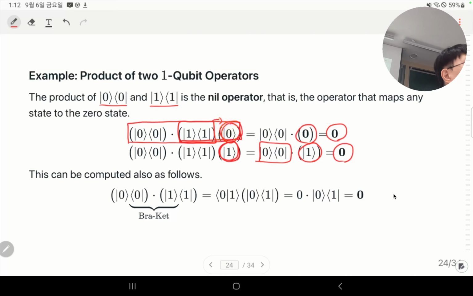Since ket 0 and ket 1 are the basis, every 1-qubit state goes to the 0 state. And you don't need to test every basis vector, because Ket-bra notation is useful when you do the bracket operation. For example, I want to multiply these two Ket-bras. You can combine them in between the bracket here. It's already zero, and zero times any operator is a zero operator, the nil operator. So you come up with the same conclusion with this calculation.